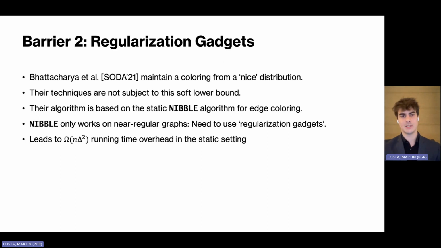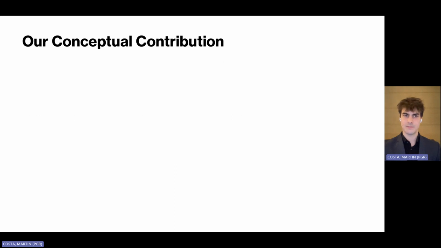But in order to make the analysis go through, we need to use some regularization gadgets where we take some arbitrary graph and we add some edges in order to make the graph near regular. And this basically leads to some significant overhead in the static setting, and in the dynamic setting, this manifests as some significant preprocessing time. So we still don't get the result that we want. And the question is, can we somehow bypass the need for these gadgets?